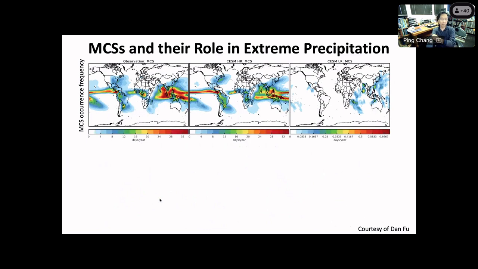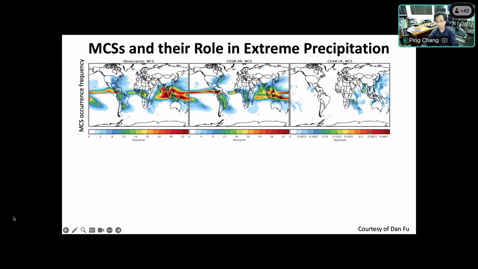So here is another way of looking at the difference of the MCSs in the high resolution model and low resolution model, and compare it to the observation. Again, the left is showing observation, the middle panel is showing the high resolution CESM simulation, and the right panel is showing the low resolution. Notice that the vertical scale has changed. The color bar represents the occurrence frequency. So how many days MCSs occur in a year on average, right?